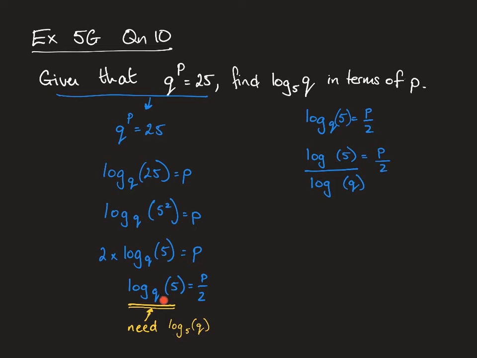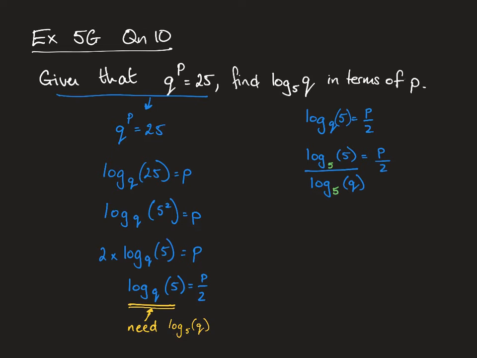But that's the wrong log base. We need base 5, and we've got base q. But we can use the change of base rule to fix that. So we're going to fix that up here. We're going to take log to the base q of 5, which is equal to p on 2. And we're going to use the change of base rule so that we end up with log to the base 5 of q. So here I need to have log to the base 5 to make this the one that we're looking for. So I'll put a 5 here. I have to put a 5 there. So let me do that. Put a 5 here and a 5 here.